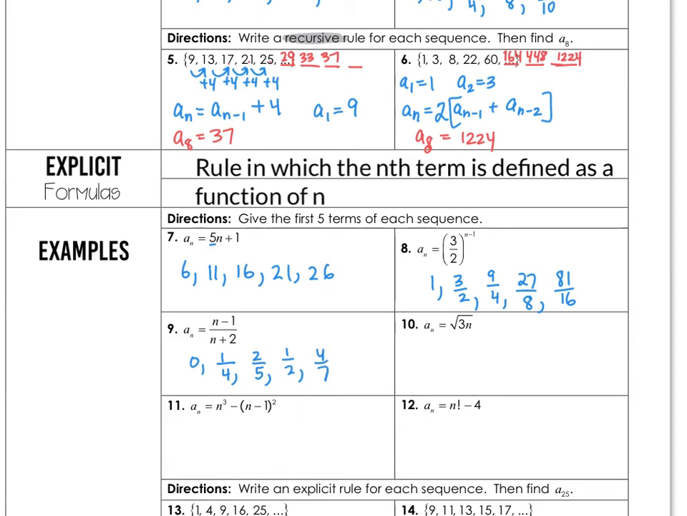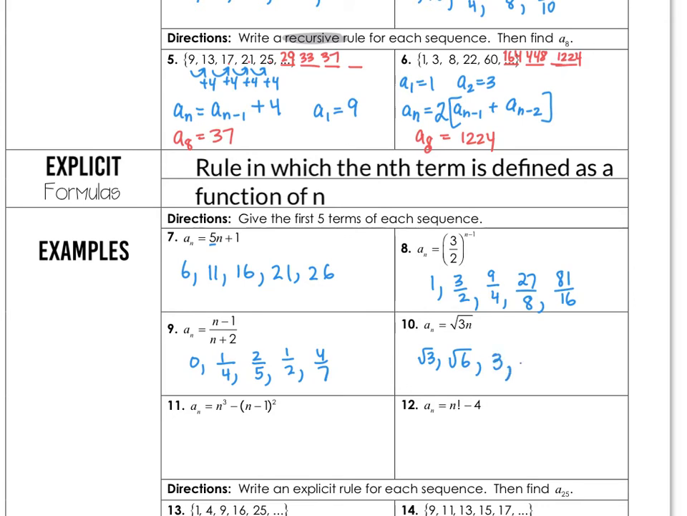All right, let's look at number 10. A sub n is square root of 3n. If n is 1, this would be just square root of 3. If n is 2, this is square root of 6. If n is 3, that'd be square root of 9, which is just 3.